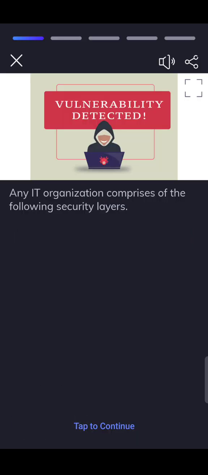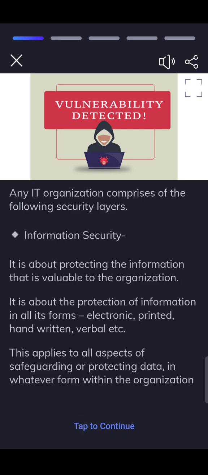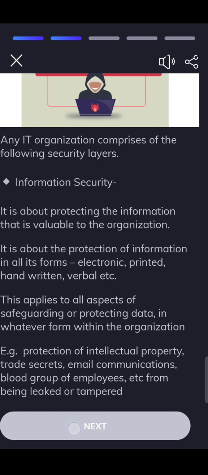Any IT organization comprises of the following: information security. It is about protecting the information that is valuable to the organization. It is about the protection of information in all its forms: electronic, printed, handwritten, verbal, etc. This applies to all aspects of safeguarding or protecting data, in whatever form within the organization. For example, protection of intellectual property, trade secrets, email communications, blood group of employees, etc. from being leaked or tampered.